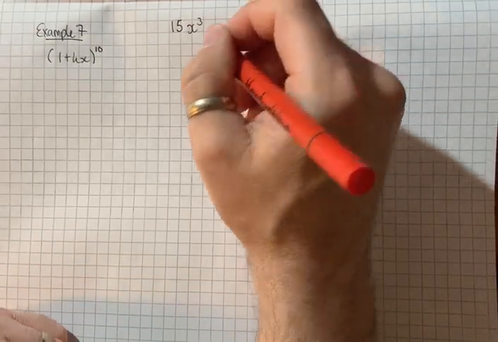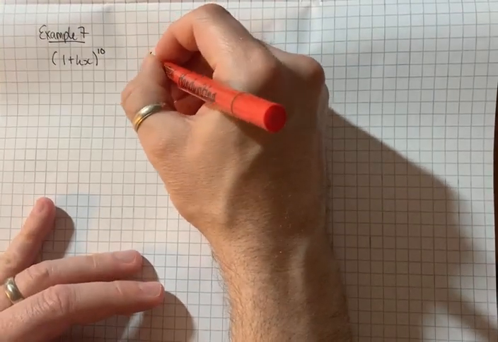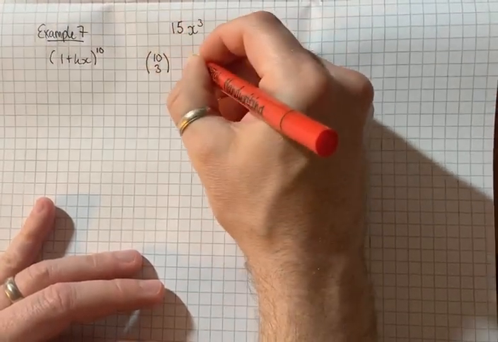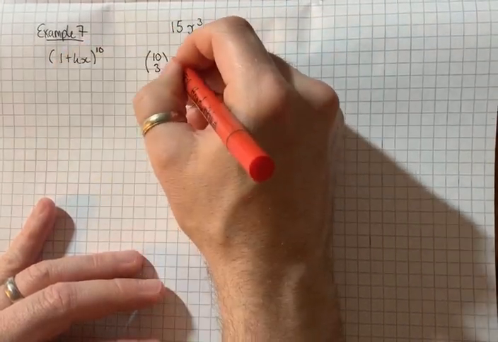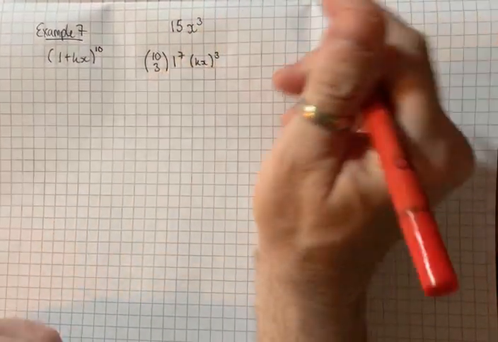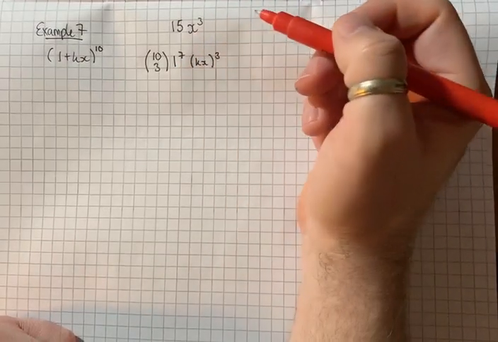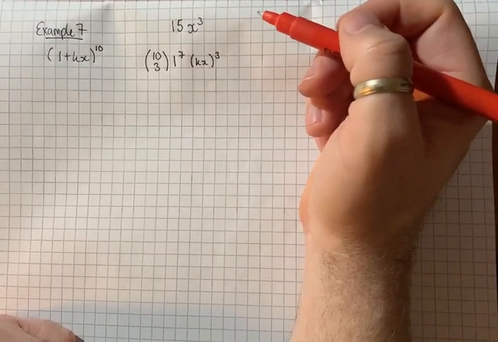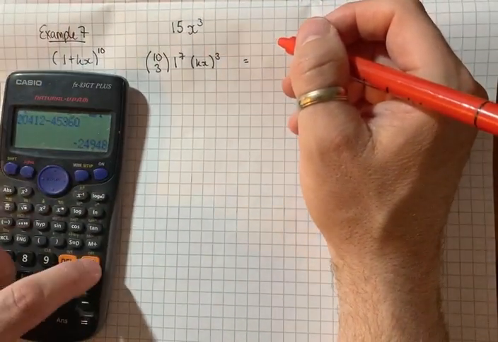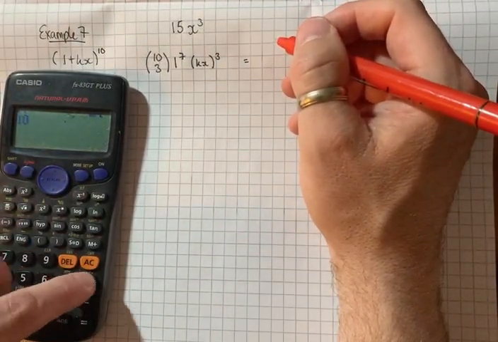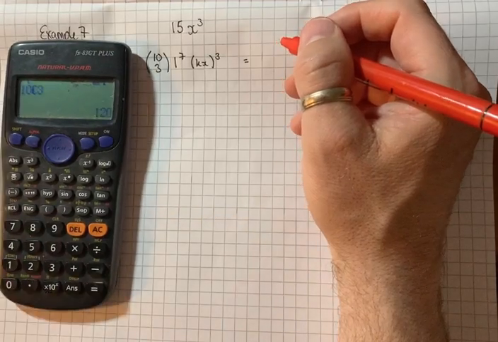Now, it wants x cubed, so it's going to be 10 choose 3, kx to the power 3. Then it's going to be 1 to the power 7, which was largely irrelevant because 1 to the power 7 is 1. So that's going to be 10 choose 3. So 10 choose 3 equals 120.